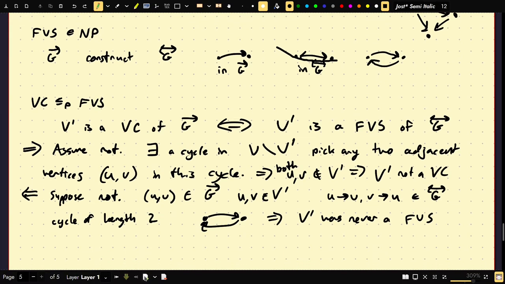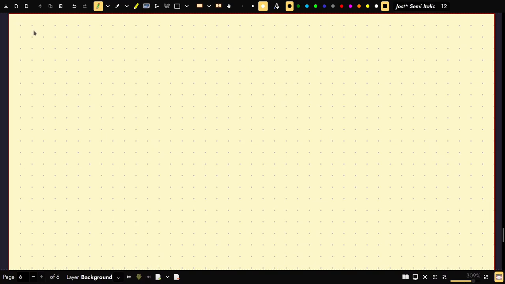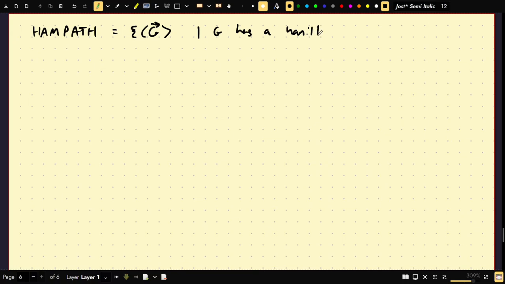Let's do one last really good reduction. It's called Hamiltonian path. So we say that we have some G which is a directed graph, and G has a Hamiltonian path. A Hamiltonian path is a path where every vertex is in the path and the path does not cross itself. So for example, every lattice-like object has a path.